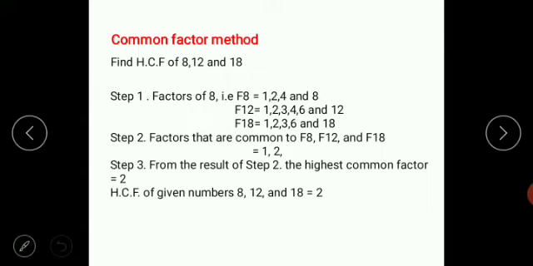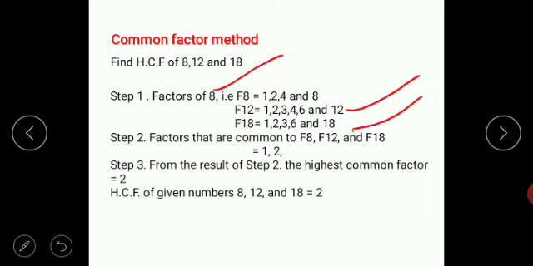In this common factor method, for all the given numbers, we have to find out the factors. Now the given number is 8. So first we have to find out the factors of 8. Then we have to find out the factors of 12. Then find out the factors of 18.